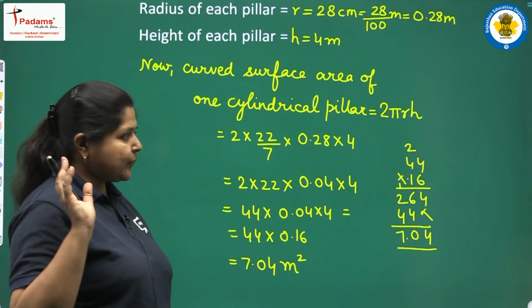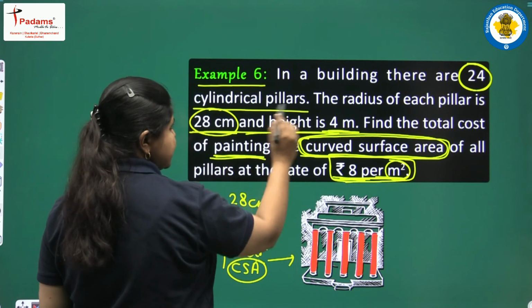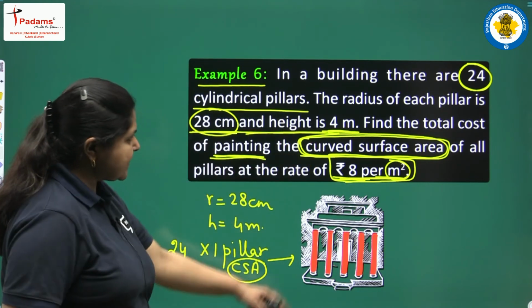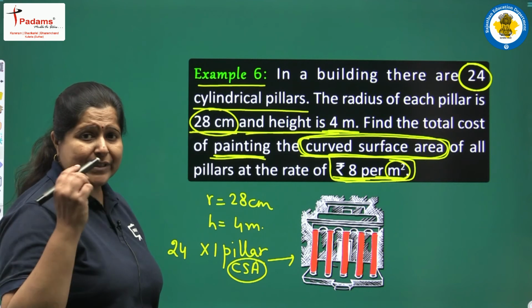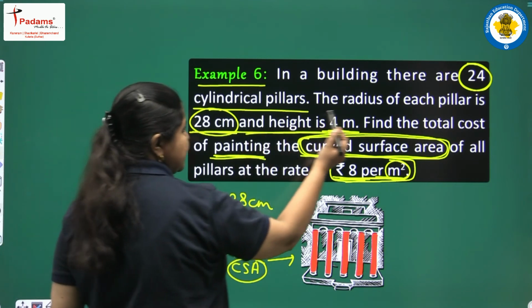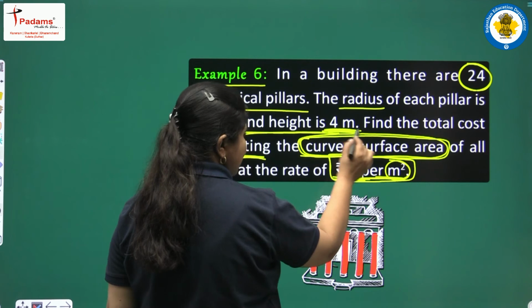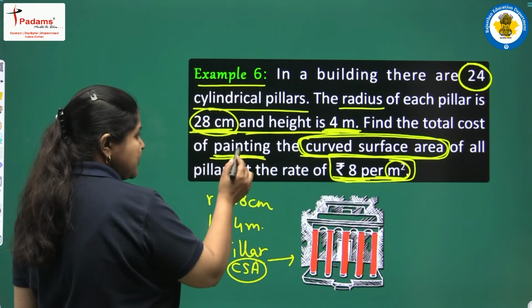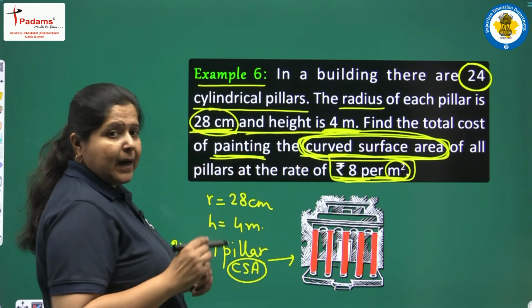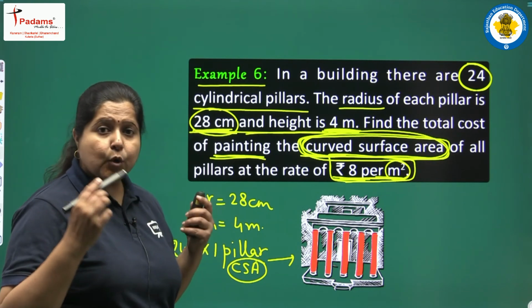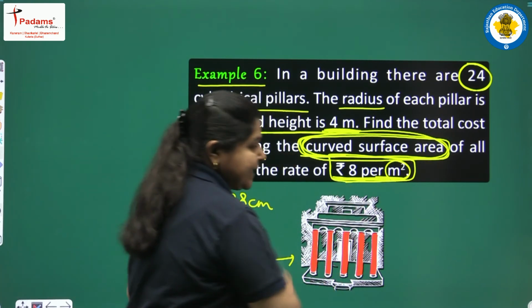Once again we go through the question. We have been given in a building there are 24 cylindrical pillars. 24 पिलर्स थे building में, आप देख सकते हैं ये कुछ ही दिखाए गए हैं फिगर में, पर आप इमेजिन कर सकते हैं there were 24 pillars और each पिलर का रेडियस हमें दिया गया 28 सेंटीमीटर्स और हाइट दी गई थी 4 मीटर्स. फाइंड द टोटल कॉस्ट ऑफ पेंटिंग द कर्व्ड सरफेस एरिया. सभी पिलर्स का जो कर्व्ड सरफेस एरिया है, उसको पेंट करना था और कॉस्ट हमें फाइंड आउट करना था एट द रेट ऑफ ₹8 पर मीटर स्क्वायर.